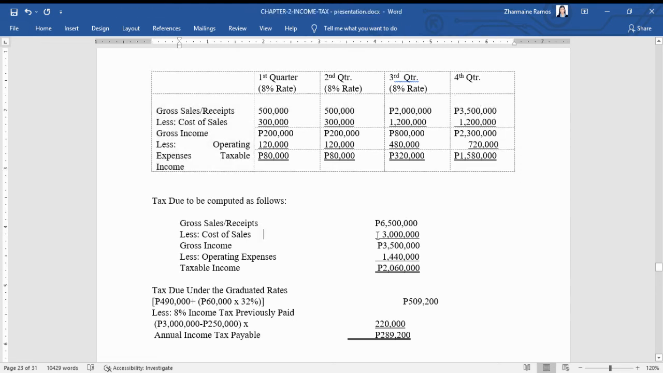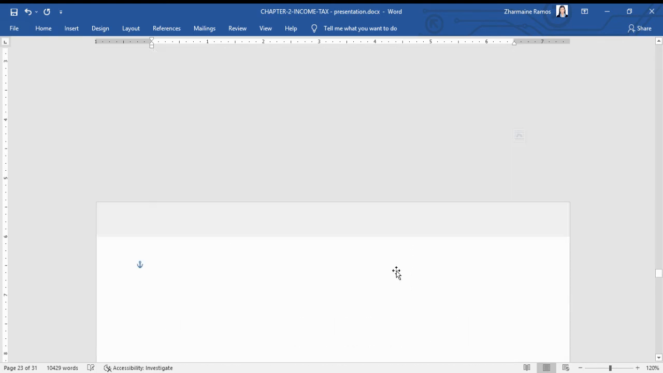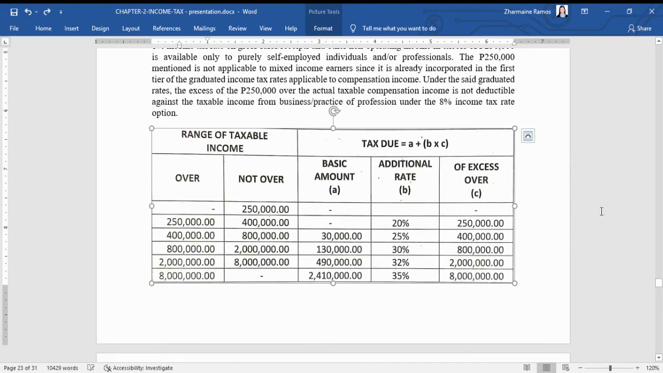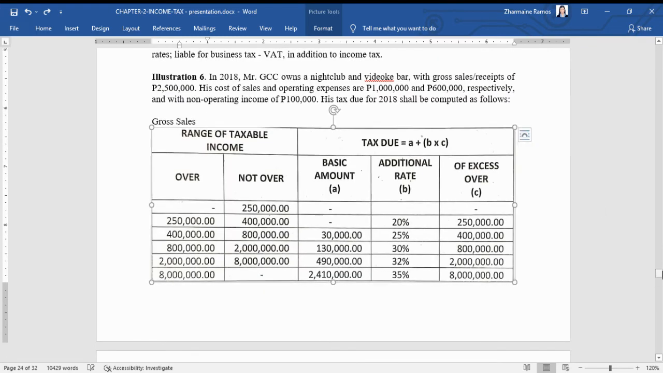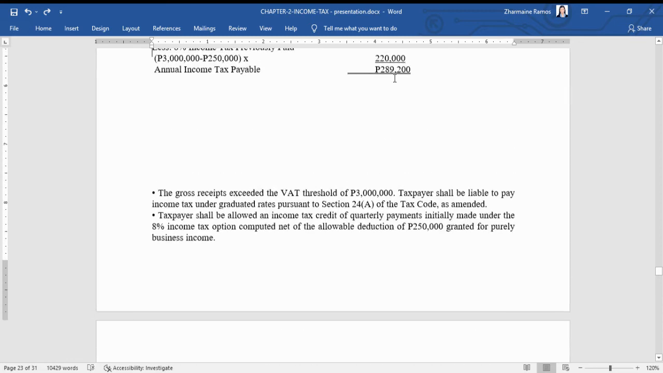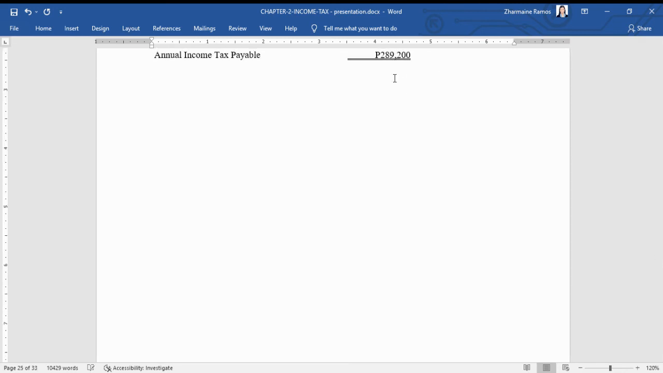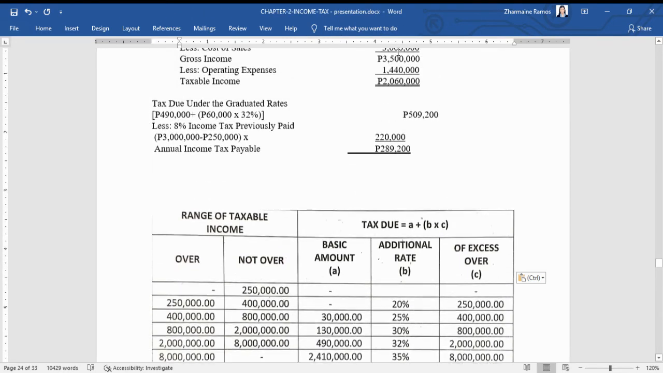Next is the less cost of sales of 3 million. Ito siya, 300, 300, 1.2, and 1.2. Less operating expenses of 1.4. So, the total taxable income is 2,060,000 pesos. Paano mo ngayon i-compute yung income tax due? Ganito ang gagawin natin. Ibaba natin to para mas makita. Ito yung details kanina.